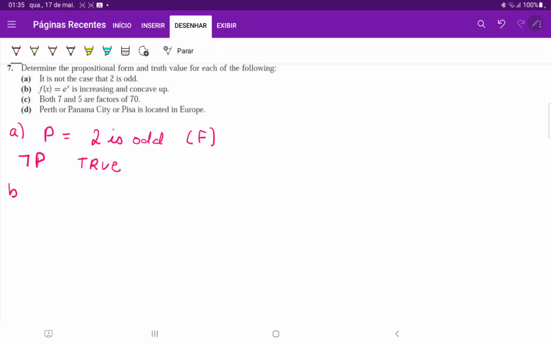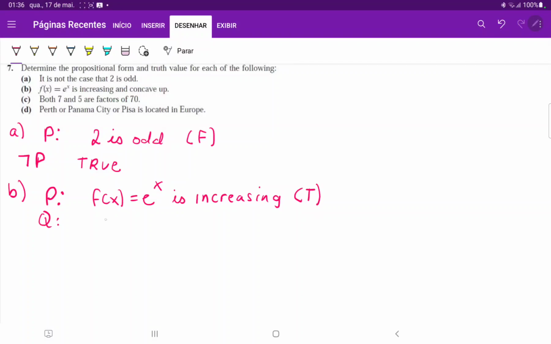true. Let's do B. So B, we actually have 2 propositions here. We have P. P is equal to f of x is e of x, and it is increasing. So it is increasing, and this is true.